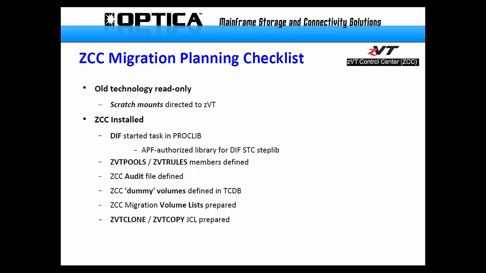This can be done either via an SMS manual tape library, or we can even do it for non-SMS volumes through the allocation steering. The first thing we want to do when we're doing a migration is to migrate as little data as possible. The fastest migration is the migration that doesn't migrate any data. So we want to start moving all of our scratch mounts over to the ZVT first, and that's where the allocation steering component comes in.